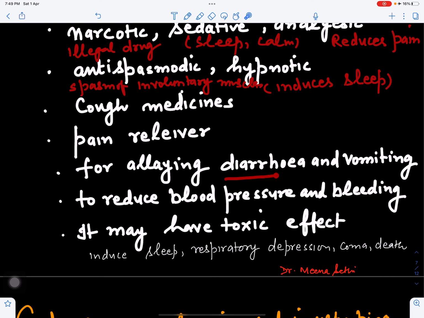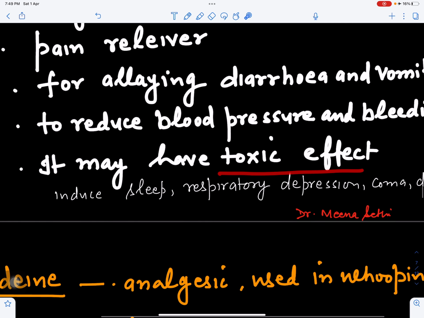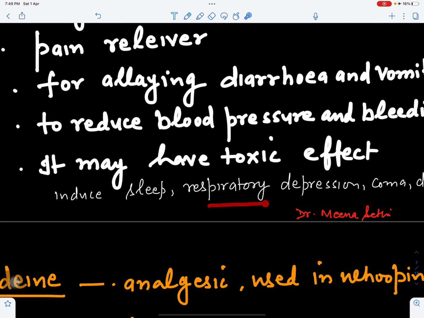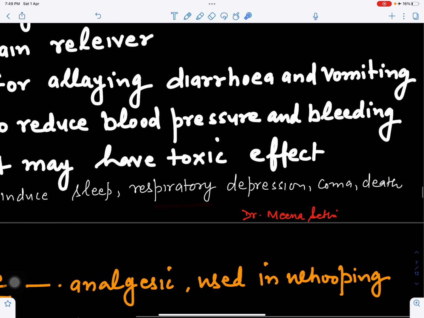This also helps in controlling diarrhea and vomiting. This regulates blood pressure and bleeding. And when it is used in excess, it may have a toxic effect. Its overuse may induce respiratory diseases as well as depression, coma and death.